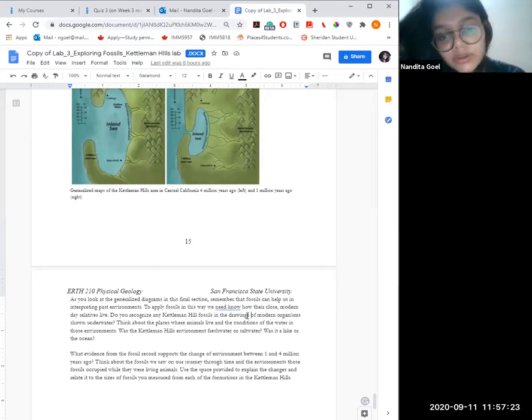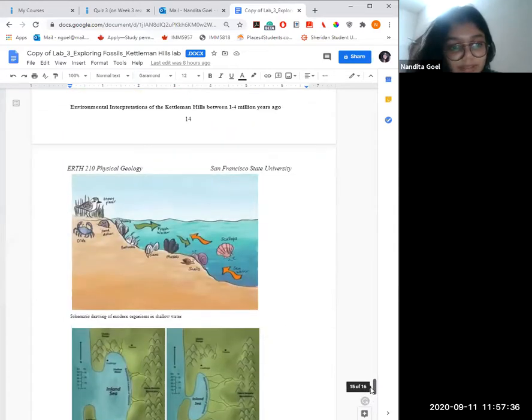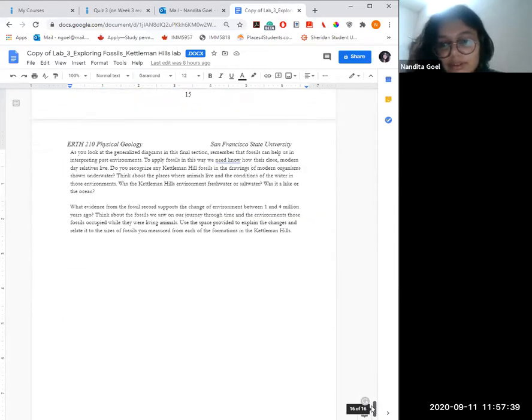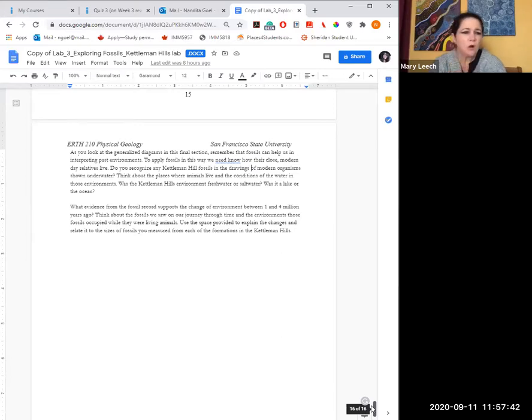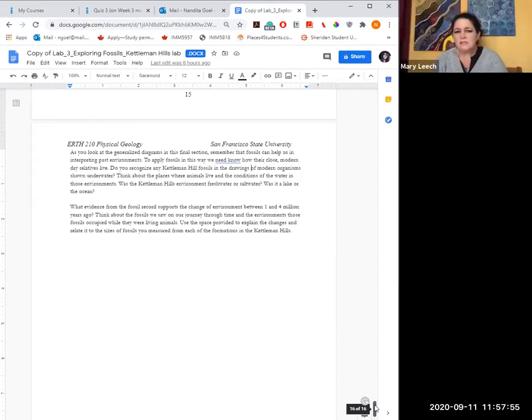So what about the close modern day relatives? Clams and scallops exist even now. Yeah, I think all of those animals exist right now, so their modern relatives live in similar environments. So if we see scallops in deeper water, I think they live in a range, but maybe they go deeper.